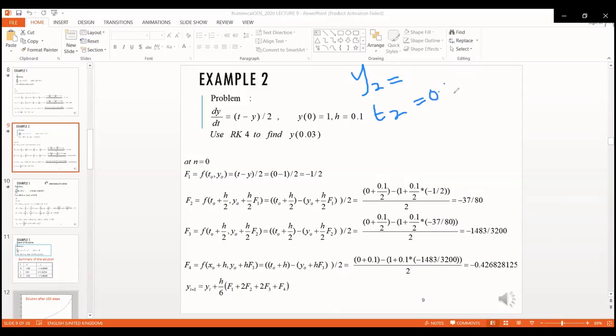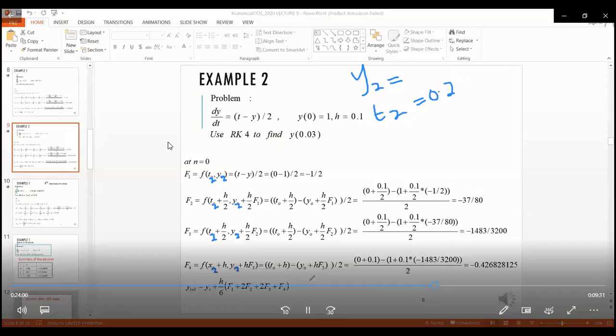So when you come here, same estimation. Here you're going to use T2, Y2. This will be T2, Y2, this will be T2, and this will also be Y2. Then you do the same substitutions again. Once you finish with all the substitution and obtain your F1, F2, F3, F4, then we come and find Y3.